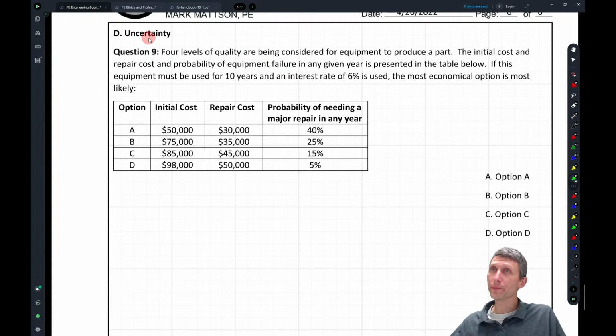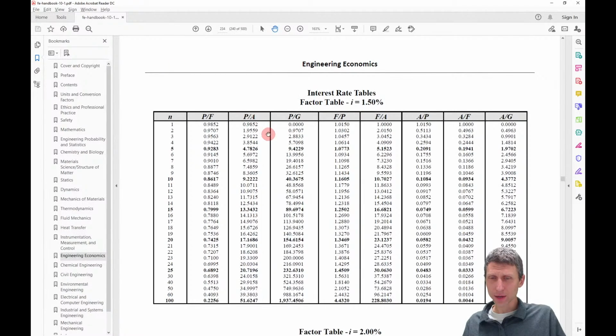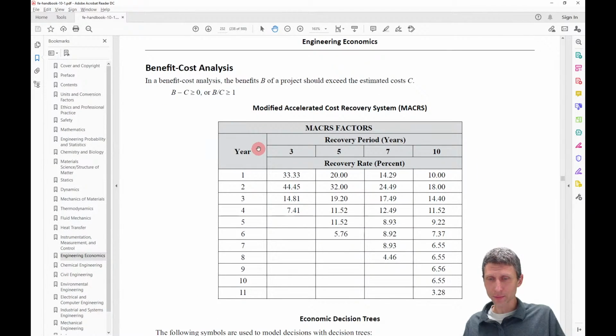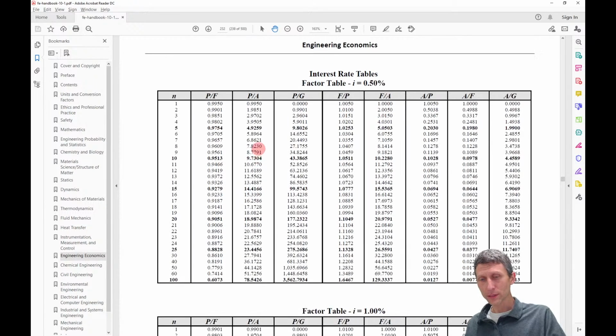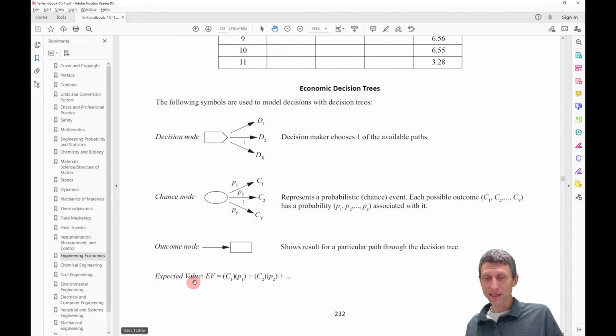So where does this show up in the FE reference handbook? I think it's right before we get to the tables. Let me just double check here. Right before we get to the tables, yeah, I went too far. Let me get back here. But we have expected value equals the cost times the probability of that cost, plus the cost times the probability of the next cost, and we just keep adding them on, right?